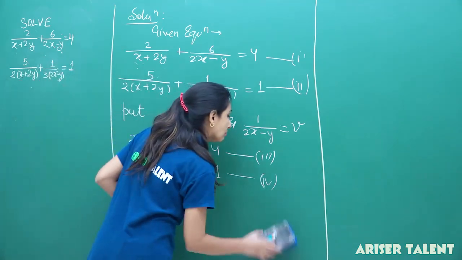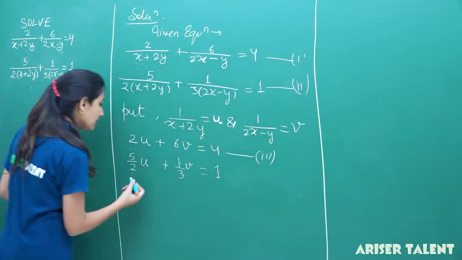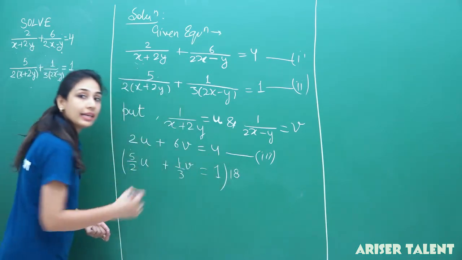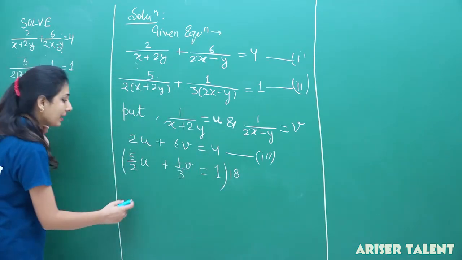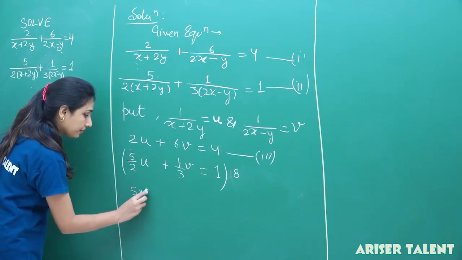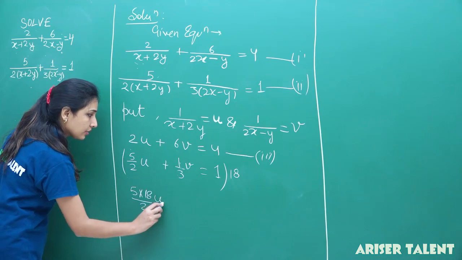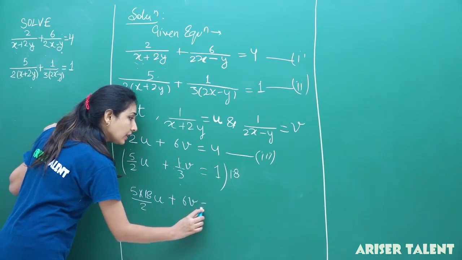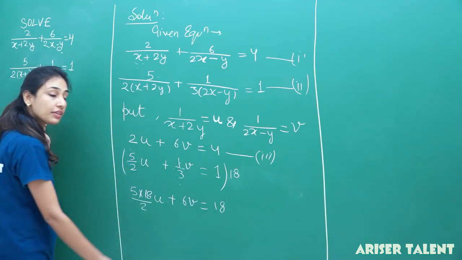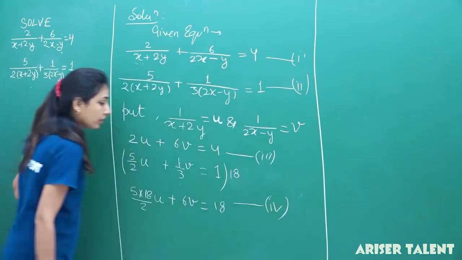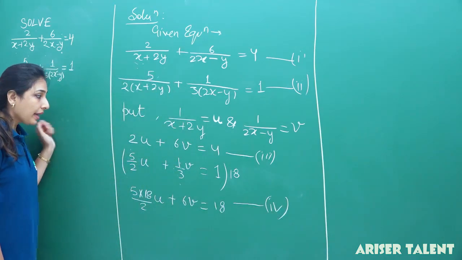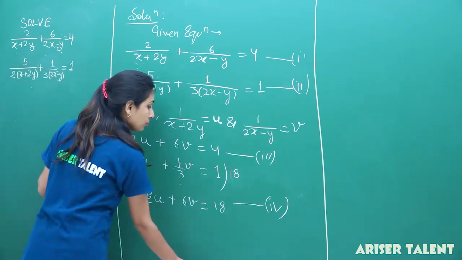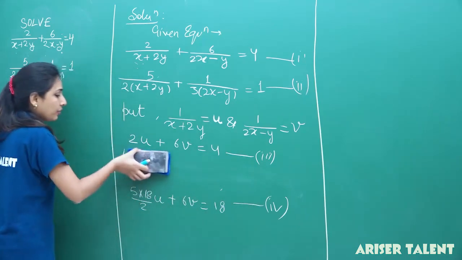So I'm not writing equation 4 again, but I will multiply it by 18. Now if I multiply it by 18, that will become 45u, and 18 by 3 is 6v. 6v equals 18, and this is equation 4. Now students, what will I do? You have noted it now? Note this because I am going to rub it from here.